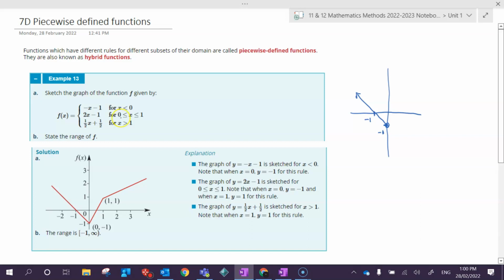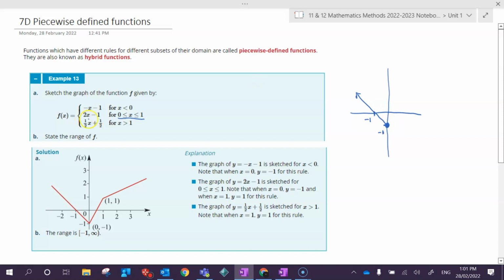The second bit, for values between 0 and 1, we've got to follow the rule 2x minus 1. The easiest way to do this, remember we need 2 points. I substitute in x equals 0, and I get 2x minus 1. Well, that's 2 times 0 is 0, minus 1 is negative 1. So it is actually going to join up there, so I can make that a closed-in circle now.